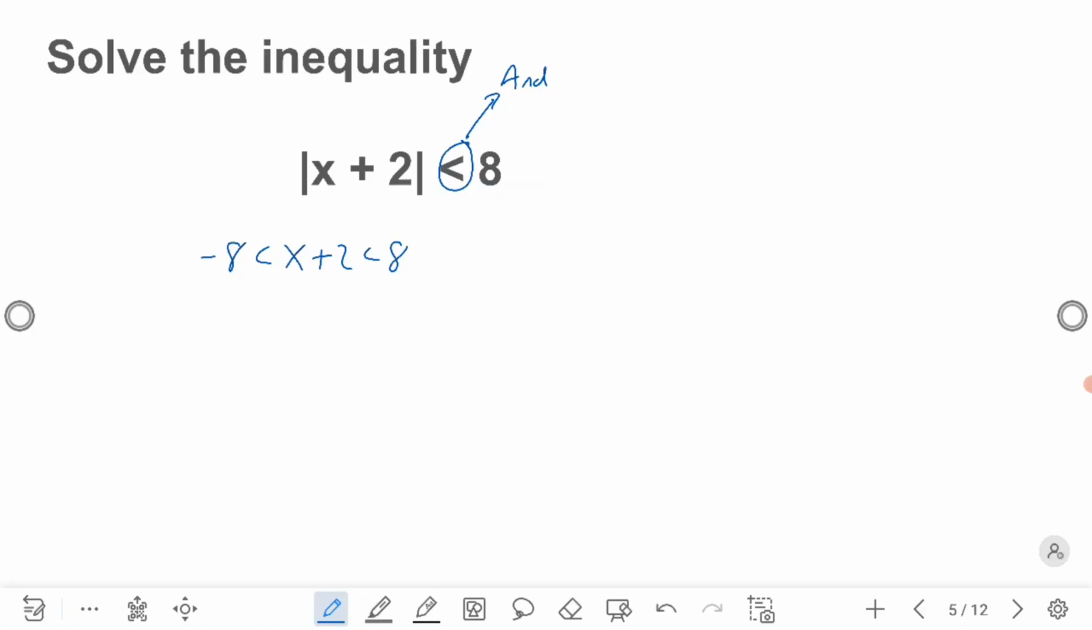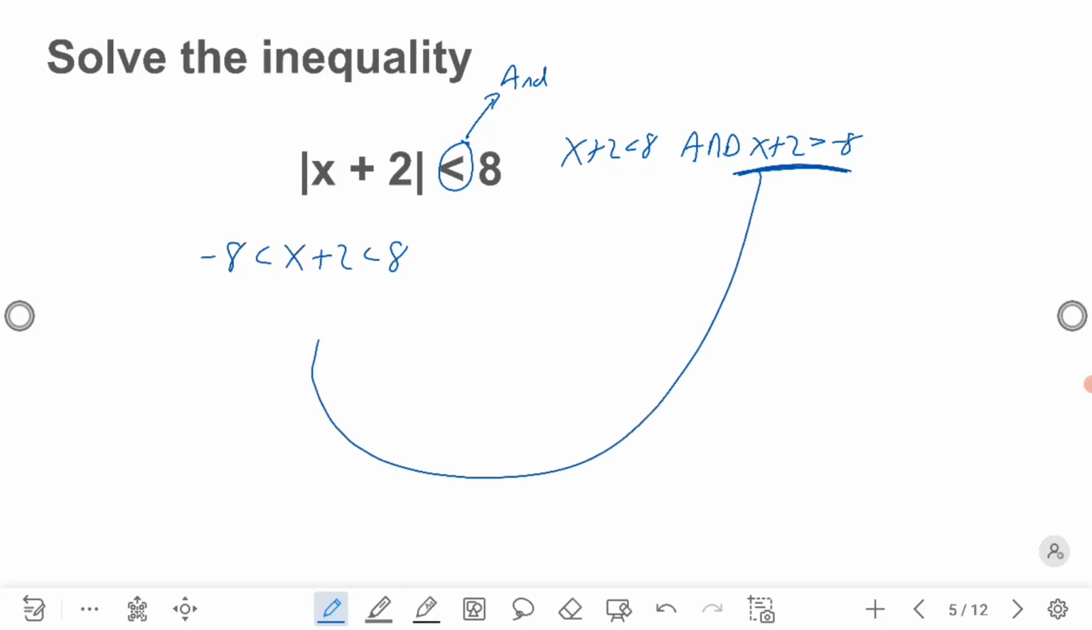Because if you notice, if you did the two separate ones, you'd have x plus 2 is less than 8, and x plus 2 is greater than negative 8. And if you notice, this here is the same as this. It's just that we flipped it because the negative 8 is out in front. So I think you'll find it easier each time to make one long inequality like we have here.